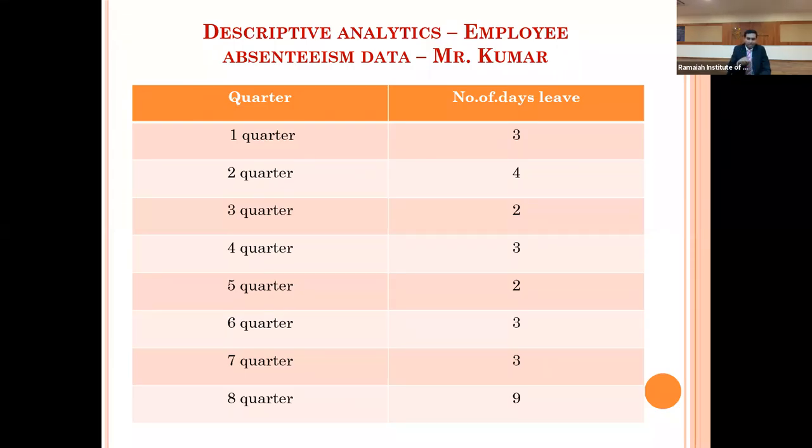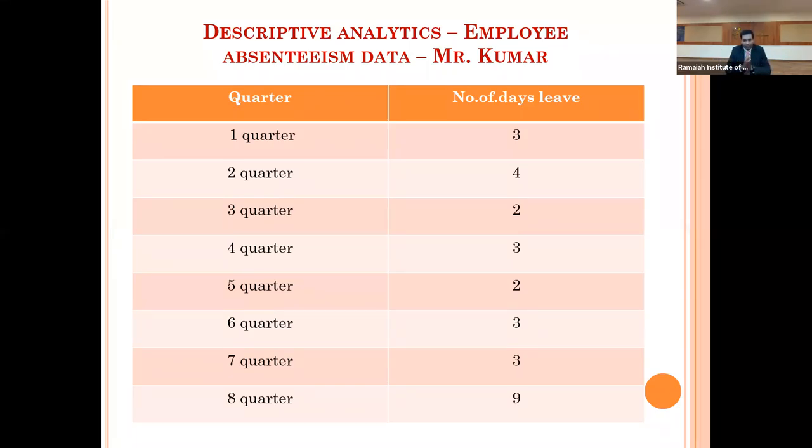Just kindly see the data here, right? From the first quarter to the seventh quarter, maximum is 4 and minimum is 2, which means the pattern of that employee's leave is about 1 day each month. This is the leave pattern of the particular employee for the last 2 years, except the last quarter. But if you see the eighth quarter, the employee has taken 9 days leave, which means something changed from his pattern. This is called the behavior pattern of that particular employee, right?